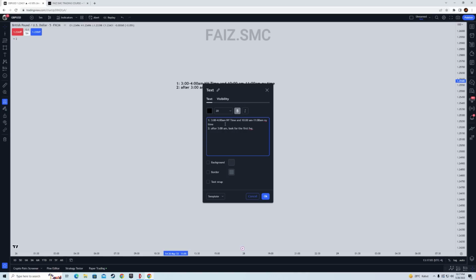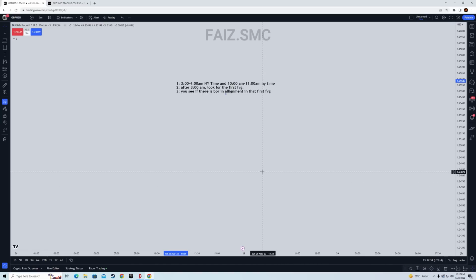Once you have identified the fair value gap, now here is the key, guys. You see if there is a BPR as well in that first fair value gap, in alignment with it. If you see there is a BPR in alignment in that first fair value gap. Okay, so when that first fair value gap is formed, it must have a BPR.